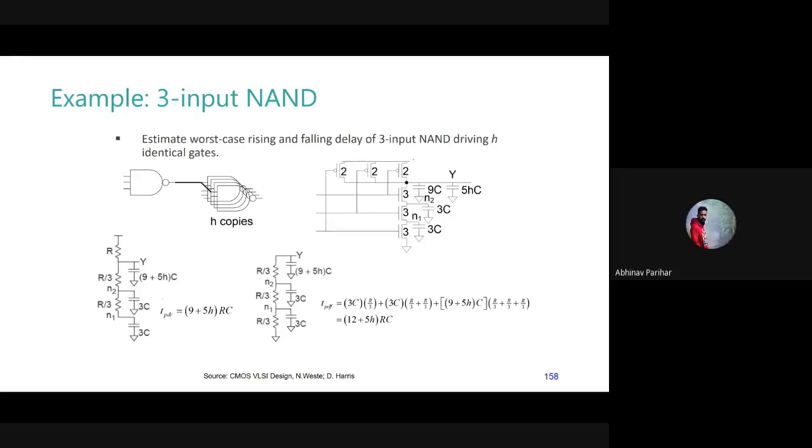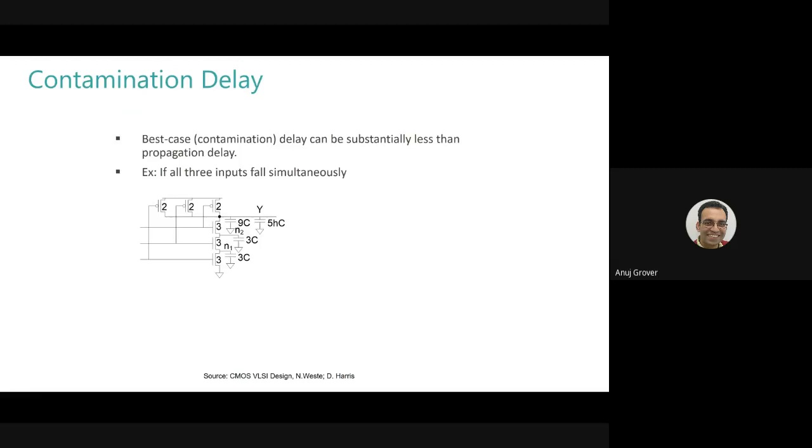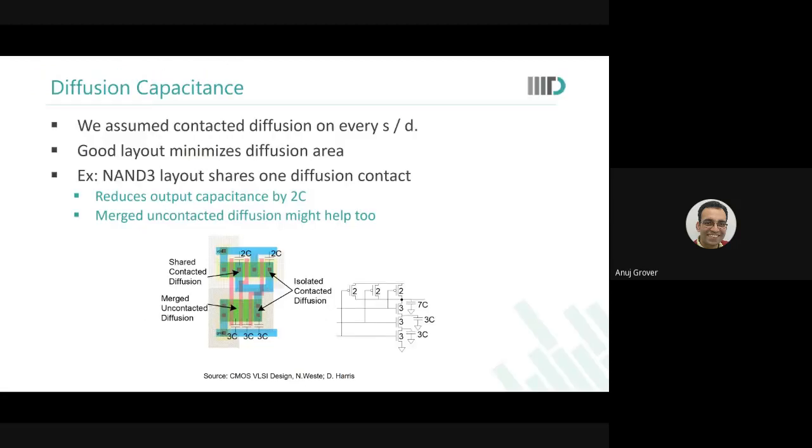Yes, sir. Okay. So similarly, for contamination delay, we can find out what happens if all the three inputs fall simultaneously. Then my effective R becomes R by 3, and my delay reduces. Similarly, we can find out the contamination delay like this. This we've already done. We started the class with this aspect only.